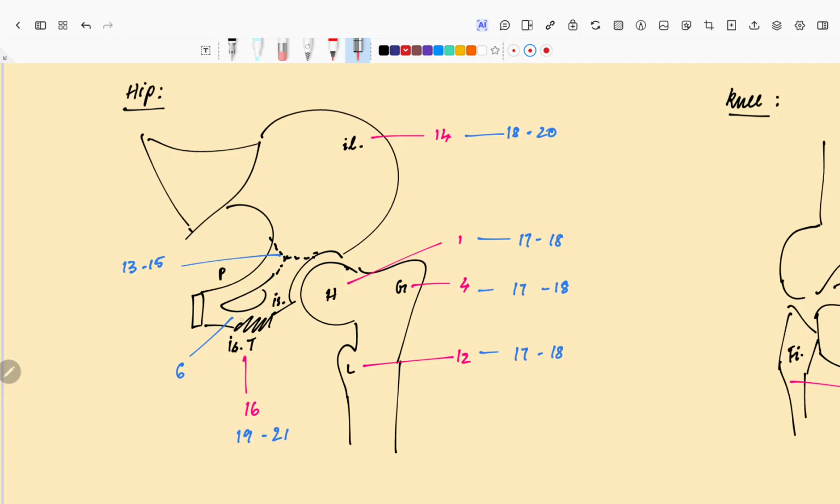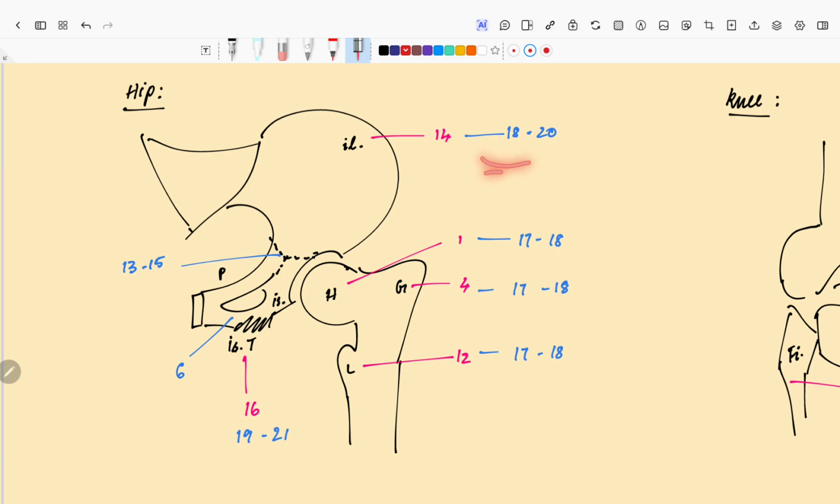And then ischiopubic ramus, which fuses at 6 years. And then triradiate cartilage is where the 3 separate bones, ilium, ischium, and pubis, all fuse to each other. That fusion comes at 13 to 15 years. And iliac crest. This is the one important feature that we need to remember. We can identify this easily on X-ray. Okay, so 14 years it appears, then fuses at 18 to 20 years.